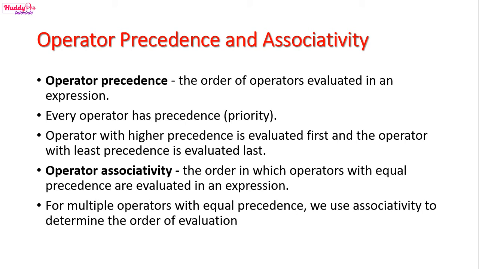Now this one is used to determine the order of operators. It's used to determine the order in which operators with equal precedence are evaluated in an expression. So in the C programming language, when you encounter an expression which contains multiple operators and these operators have equal precedence, we use what we call the associativity to determine the order of evaluation of those operators.